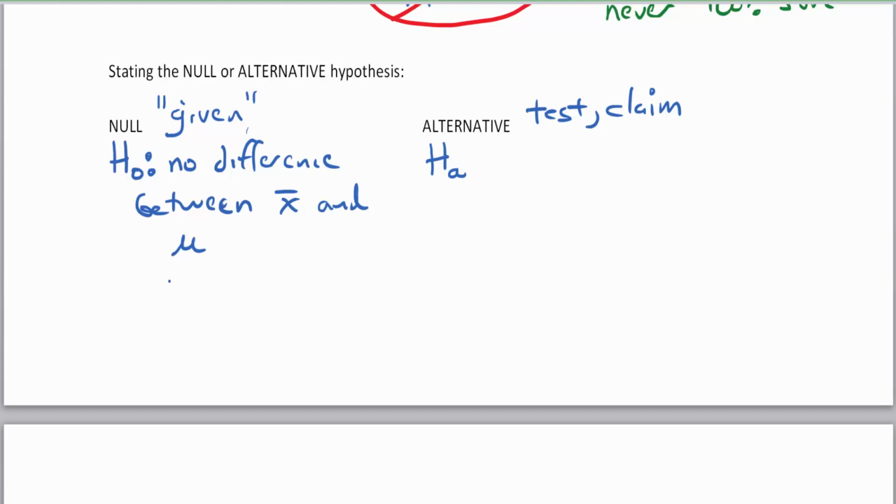So that's another major reason why the little number in the corner is 0, because this is saying that the difference between, if you did the subtraction of x bar and mu, is 0.